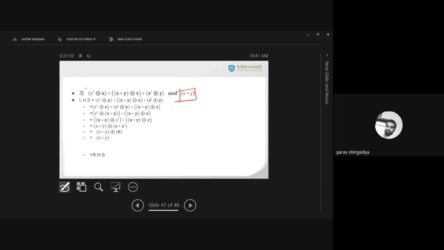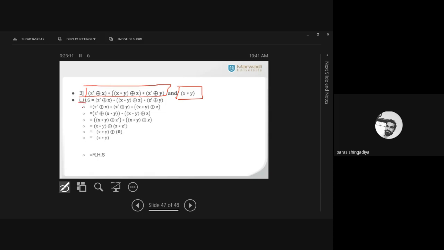In the first part we have three brackets: z' ring sum x, then in the second bracket x star y ring sum z, and the third bracket involves z' ring sum y. Okay, that is part one, and in part two you have to prove x star y. So let's start with the LHS.